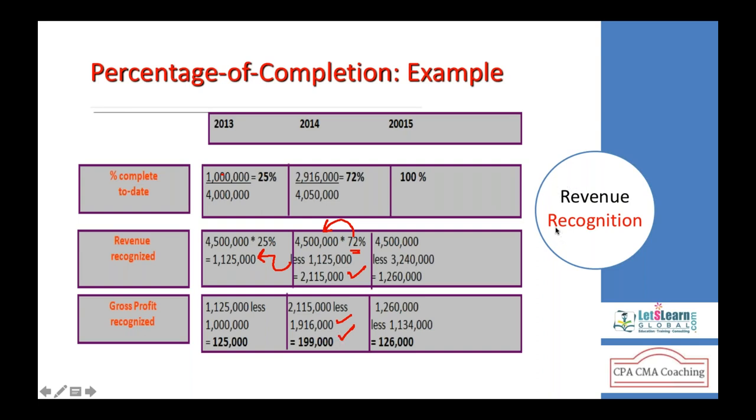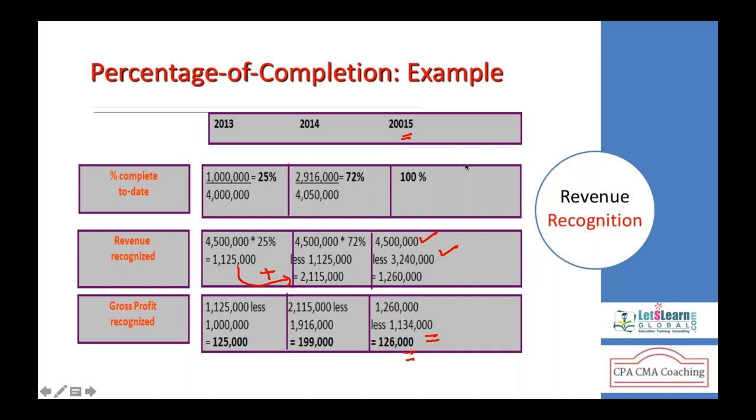In the third year, it is very easy now to calculate, because by this time we completed 100%. 25% in the first year and 47% in the prior year, and the total completed now is 72%, 100%. What is completed here? 28%. But you don't need all these. Why? Because total revenue as of now is 4,500,000. Revenue recognized in the prior periods was 1,125,000 plus 2,115,000, that is 3,240,000. And revenue to be recognized in the third year is 1,260,000, minus cost incurred in the current period, that is 2015 alone, 1,134,000. So 126,000 is the profit.